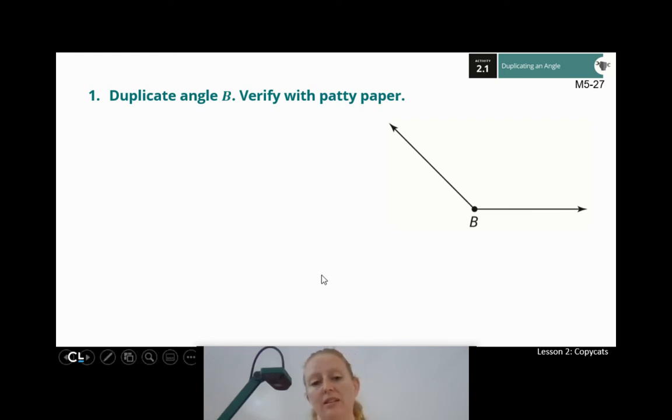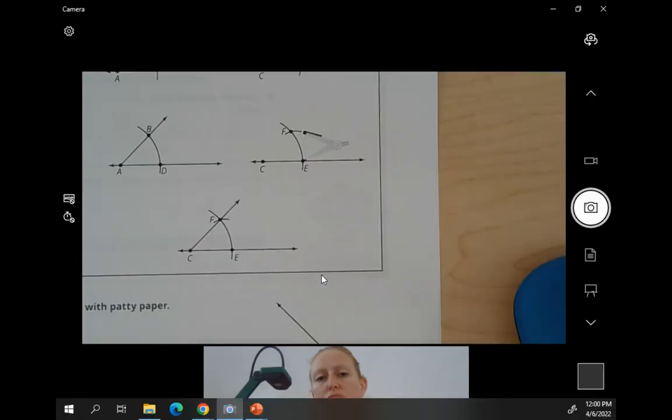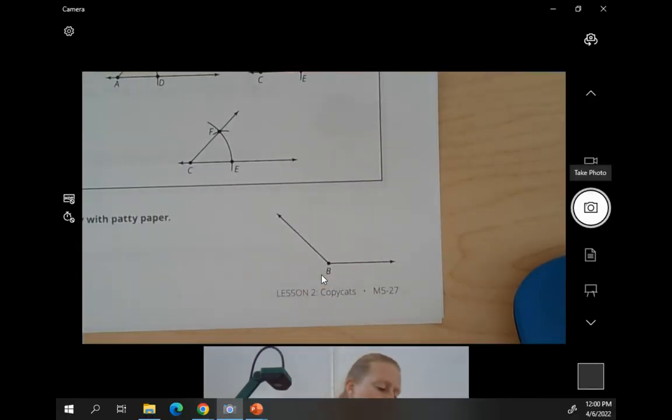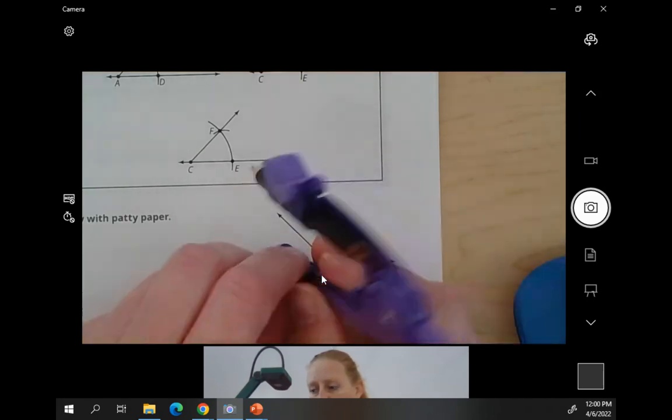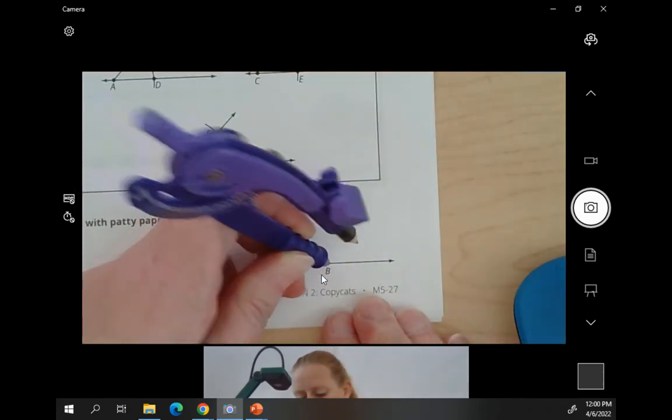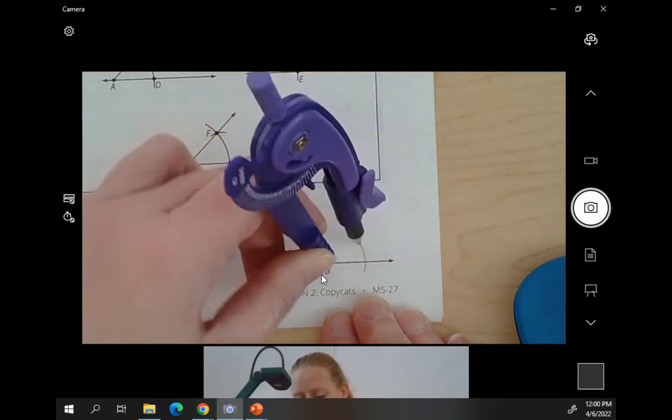All right, you ready to see how you did? I'm gonna come over here. Boom. So here's my angle B, same as yours. So step number one, I need to do an arc that hits both sides. It doesn't have to be a big arc. You can make it as big or as little as you like. I don't want it to be very big. I'm just gonna make sure it hits both sides.